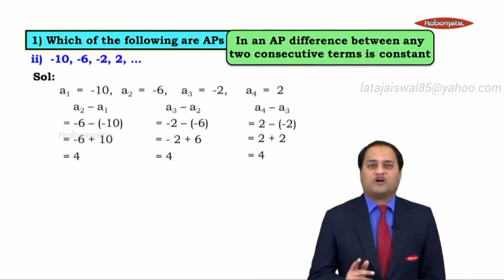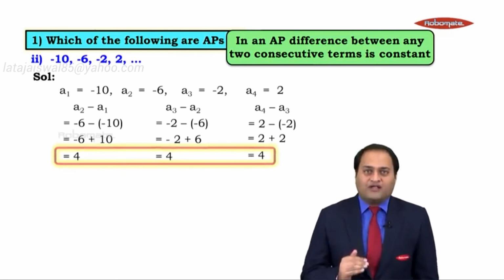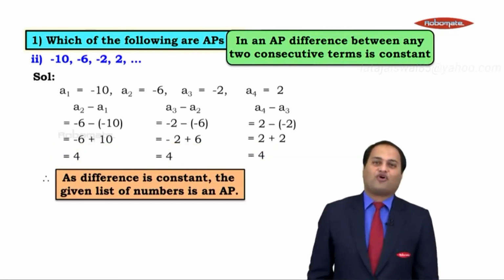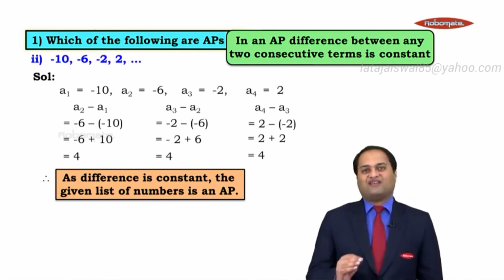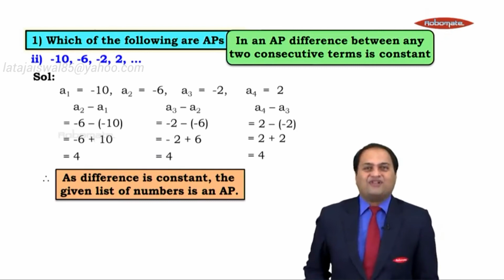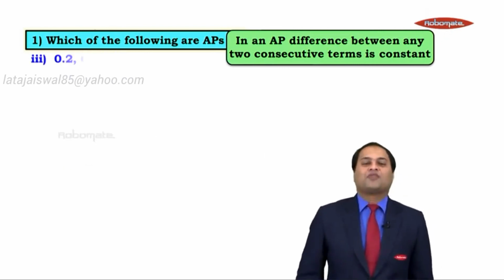So what do you observe here? We observe that the difference is the same, 4, 4, 4. And since the difference between two consecutive terms is a constant, the given sequence is definitely an AP. Simple? Let's go through one more sum.